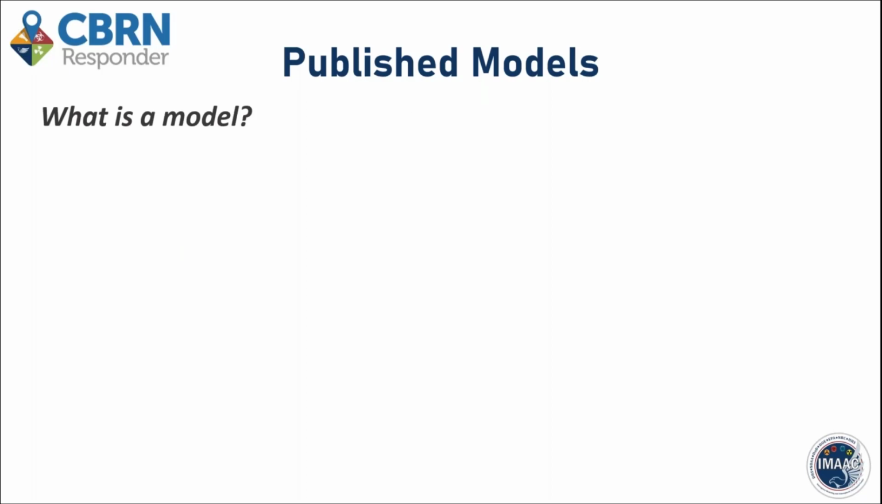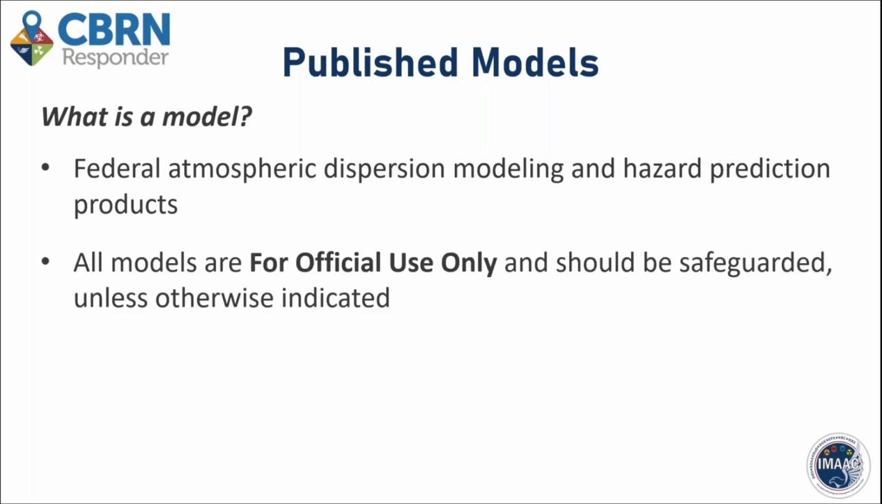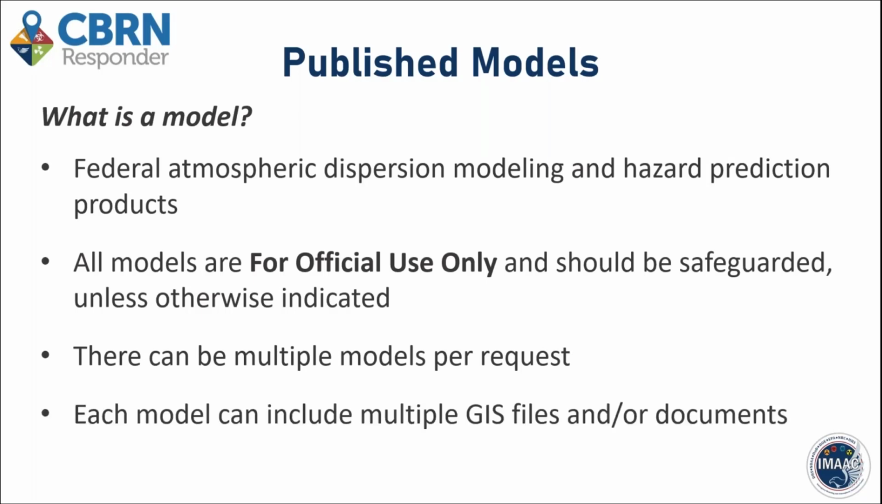So what is a model? It's not just the image on the map. It is a federal atmospheric dispersion modeling and hazard prediction product. So these models are for official use only. They should be safeguarded unless otherwise indicated. You can have multiple models per request. So under that model section, there may be more than one. And each model can contain multiple GIS files and or documents. So in the example I had shown, there were 4 GIS files in that one model.